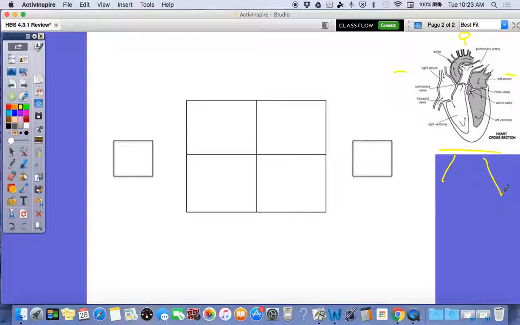Just know that in real life, your right side's on your right side, but on the paper, the right side's always going to be on the left side. It's kind of weird, but we're going to start by labeling. This is the right atrium, the left atrium, the right ventricle, and the left ventricle.